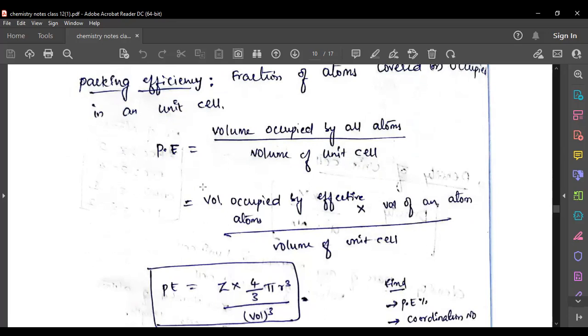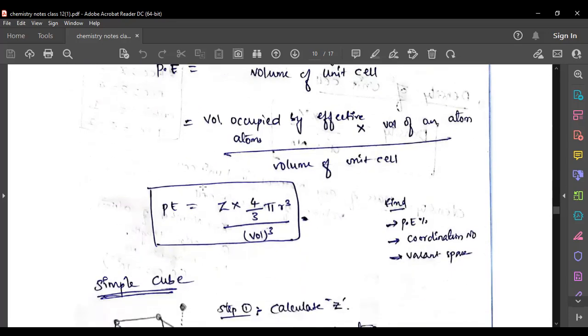The volume occupied by all the atoms is equal to the number of effective atoms into the volume of an atom. Now atom is nothing but the sphere, so for the volume of the sphere, we use the 4/3 pi r cube formula. Z indicates how many atoms are there in the given unit cell. So packing efficiency is Z into 4/3 pi r cube by volume of the cube. This is a very, very important formula.